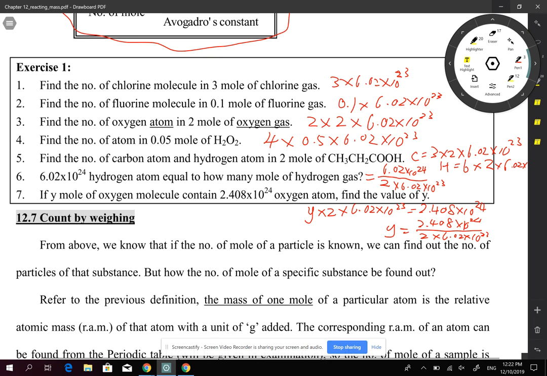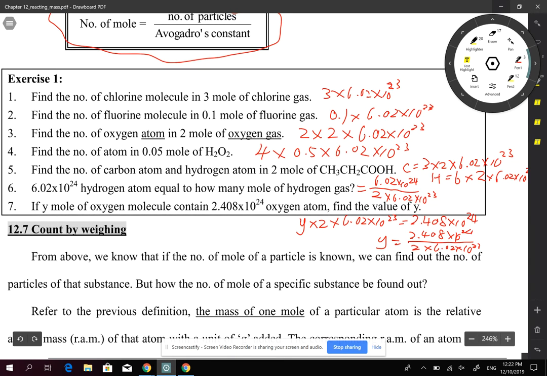Okay, understand how to convert the two particles? The most difficult questions will be 5, 6, and 7, but just follow the same concept. If you don't understand, raise your hand. Understand why the answer of 5 is like this?